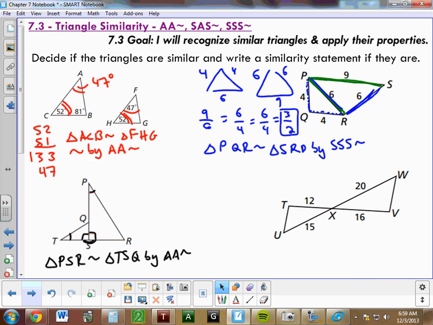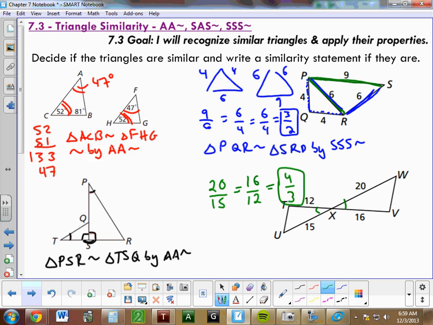All right, I've got my last example down here on the lower right. Since you've done enough proofs, you can just start drawing in vertical angles. And this is probably going to be a side angle side one. Let's check. So if I compare 20 to 15 and then 16 to 12, both of those fractions reduce by dividing by 4. So that's 4 over 3. So that would be my scale factor. Since the sides are proportional and I've got this vertical angle, I know that those triangles are going to be similar by side angle side. So I can say triangle TUX is similar to triangle VXW by side angle side.